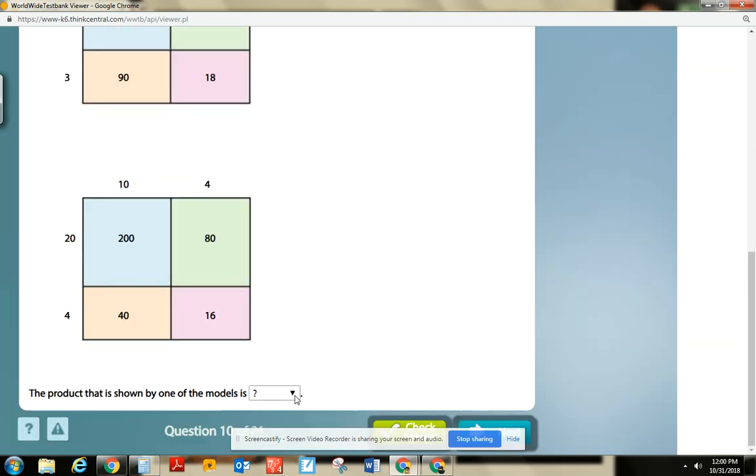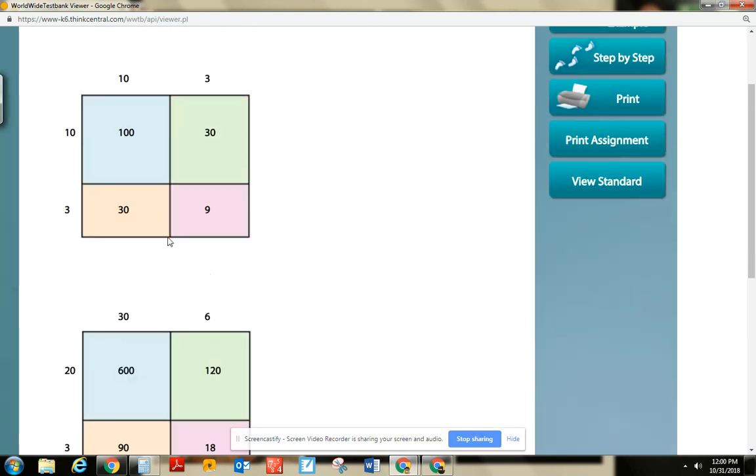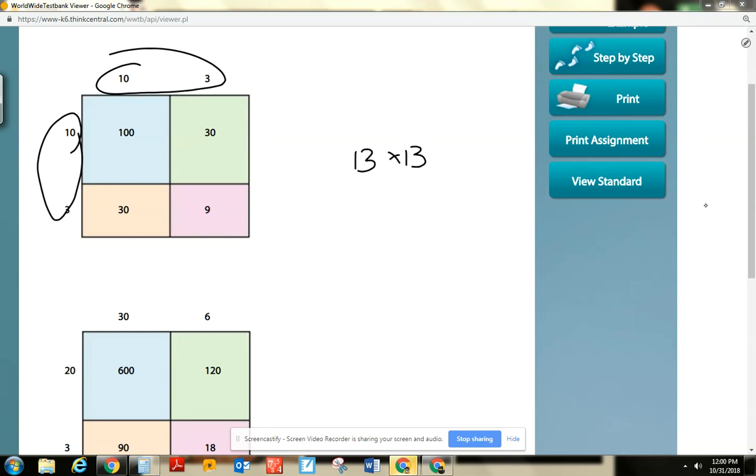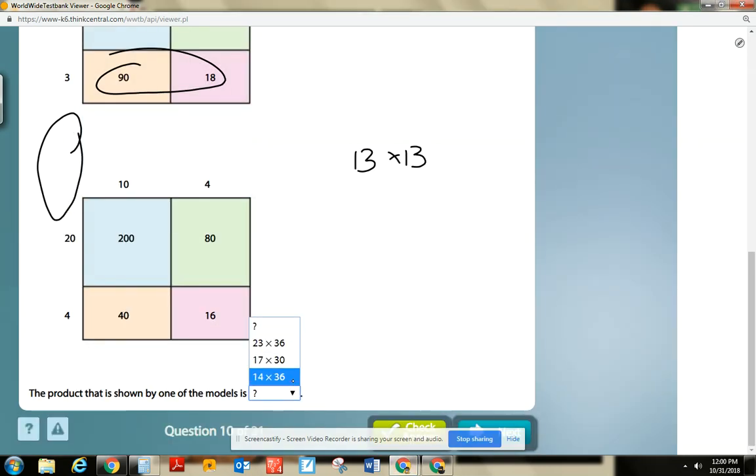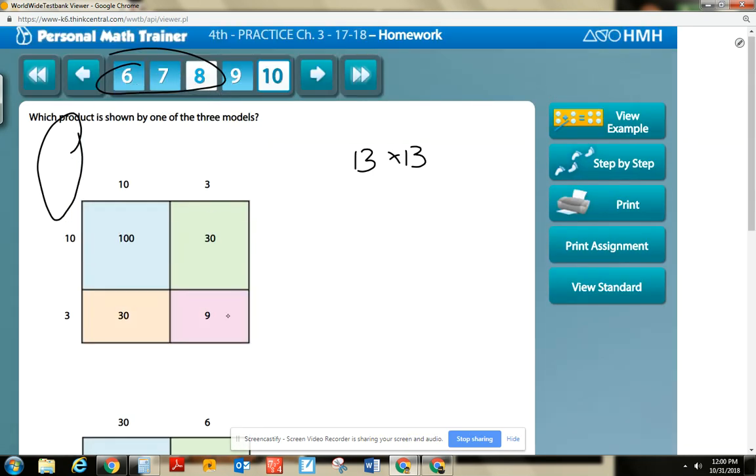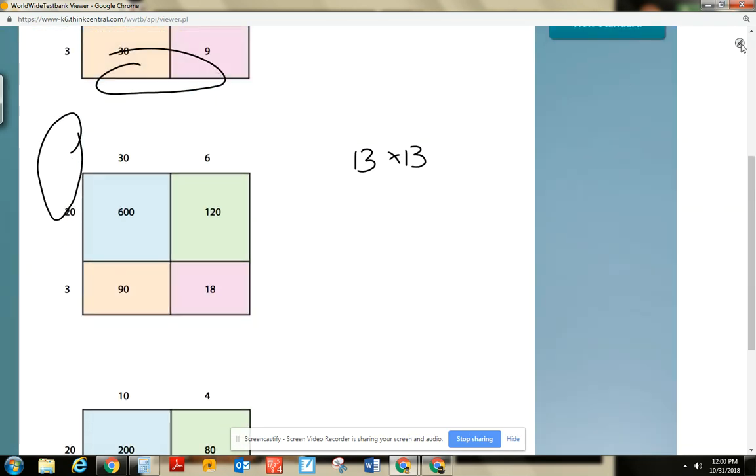When I come down to the bottom, I can see my 3 answer choices. So I have to find an equation that matches one of these. So this problem right here is 13 times 13. See my expanded form here? That's 13. That's 13. Well, let's see if 13 times 13 was one of these. It's not. So it's not that.